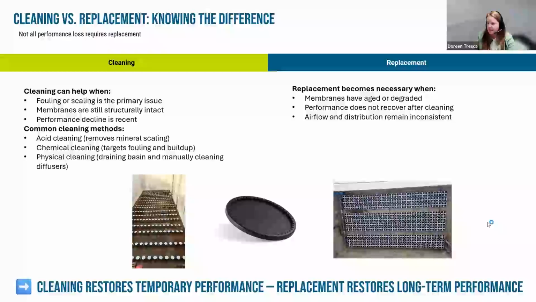In many cases, just cleaning the membranes can improve airflow and reduce that pressure buildup that you saw on the blowers in the short term. It can also bring back some of those energy costs. So if you saw you're spending a lot more money on power because your membranes were fouled and you were having to turn up the blowers, if you clean them, you very likely will see a reduction in the energy consumption of the basin. However, cleaning does have its limits.